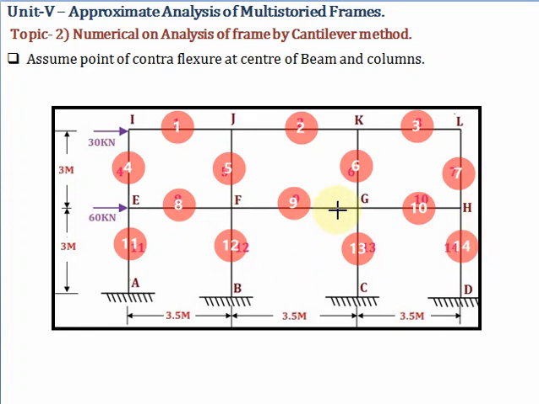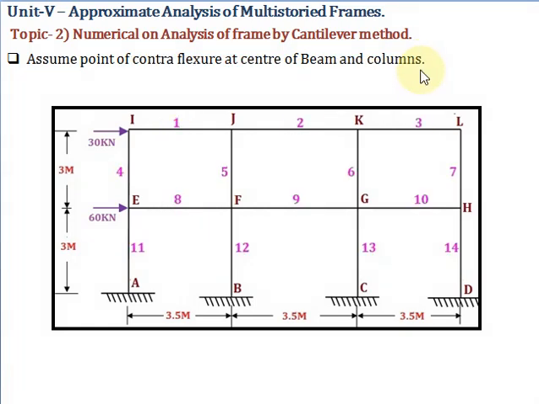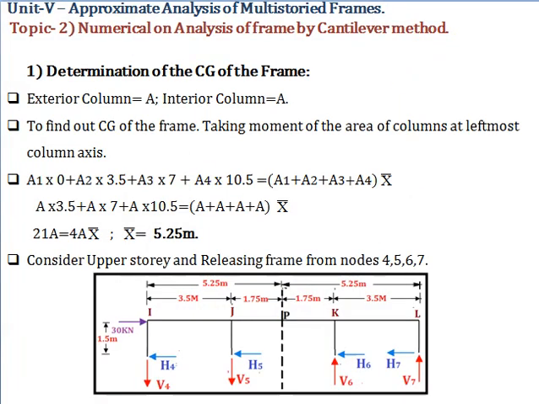So these are the notations, or we can say the nodes 1, 2, 3 up to 14, and all these points are nothing but the points of contraflexure at the center of beams and columns. Now the first step in the cantilever method is to determine the CG of the frame.